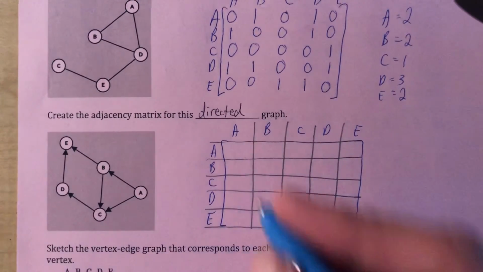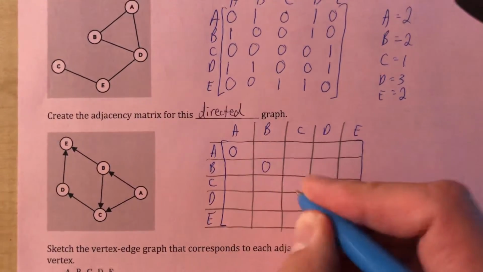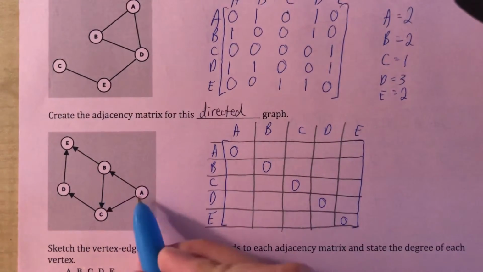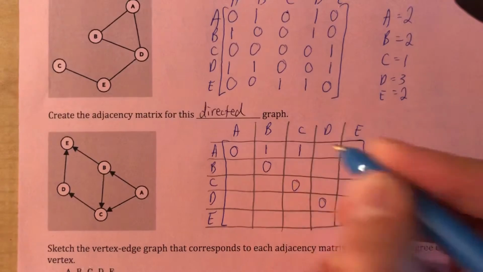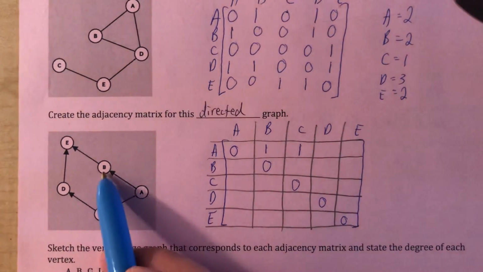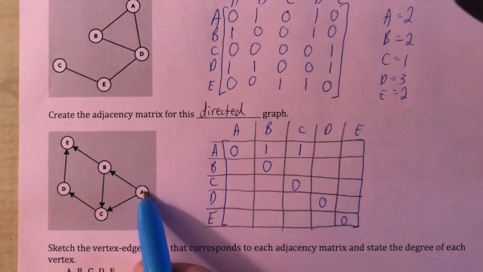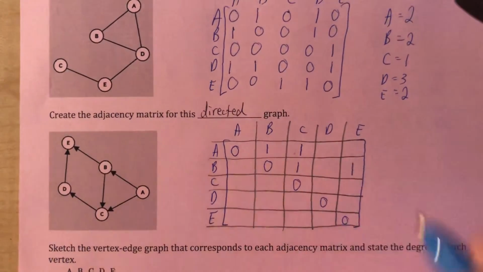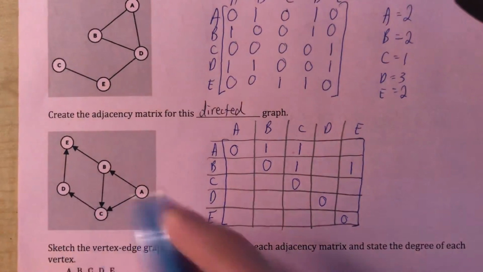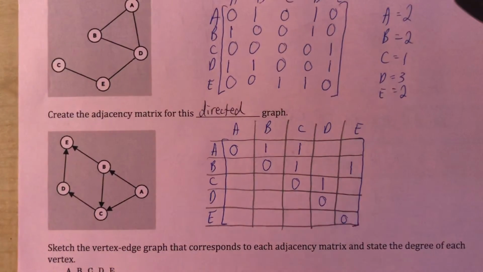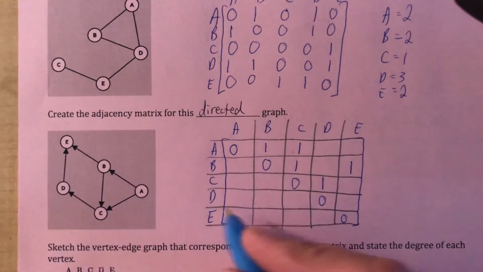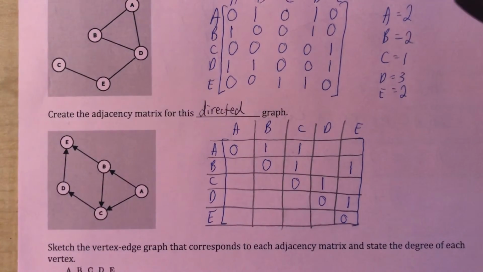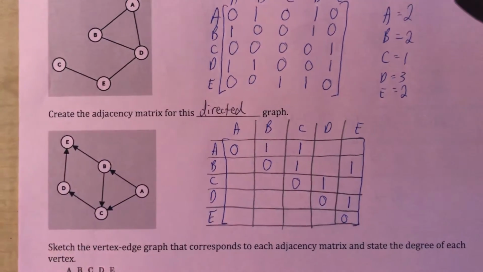So here goes. None of them go to themselves, but A goes to B and A goes to C. B does not go to A, but B goes to C and E. C goes to D. D goes to E. And E goes nowhere. You cannot travel from E to anywhere else.